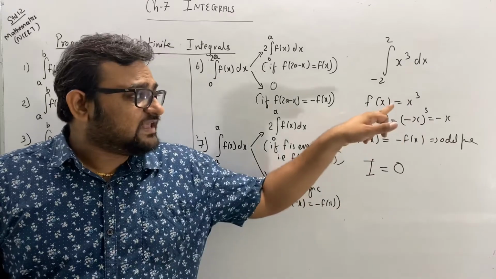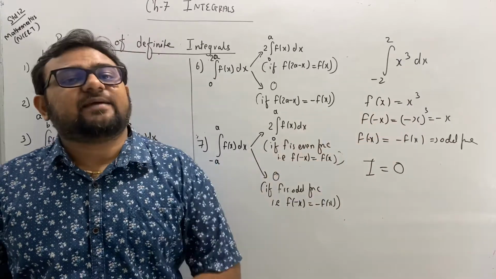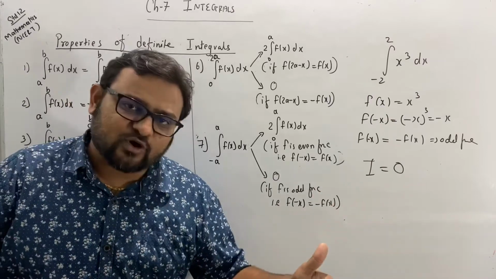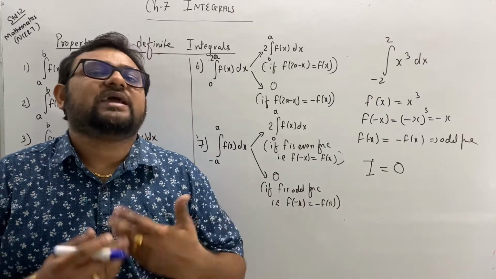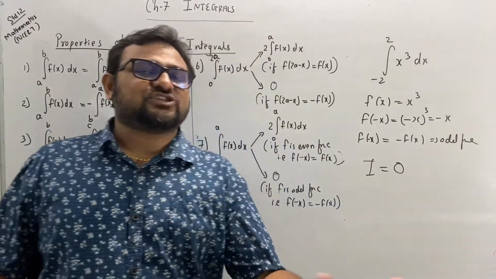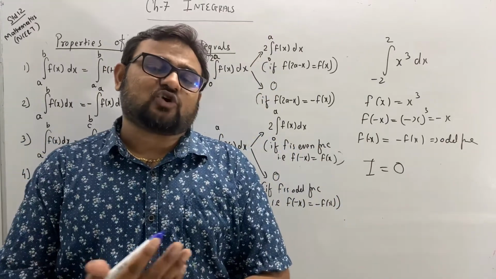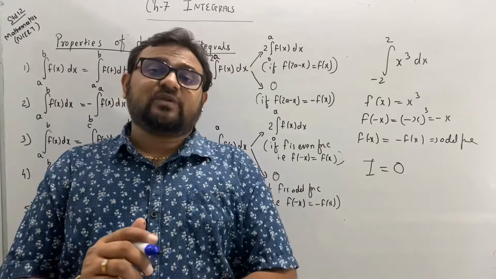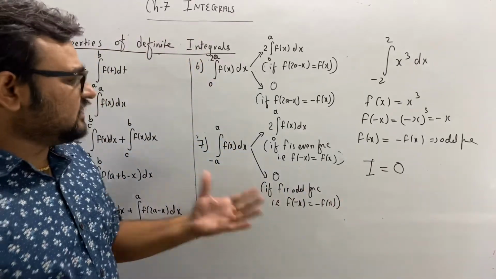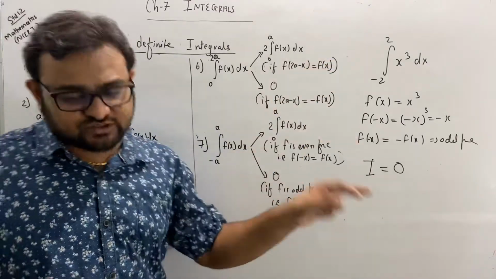But whenever there is an even function, at that time from minus 2 to 0 it will be positive, and from 0 to 2 again positive, with the same value, so it will be double. We will learn this in detail in application of integrals, when we solve the numericals related to area under curve. So this was about the seventh property. Just go through this.